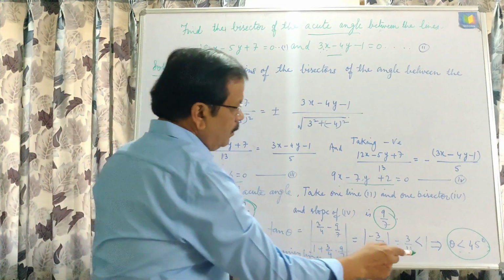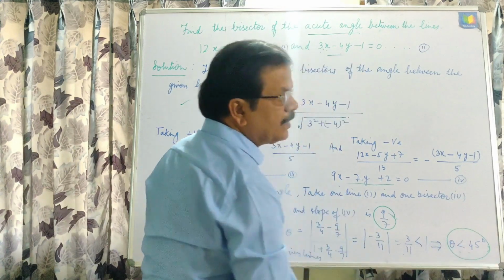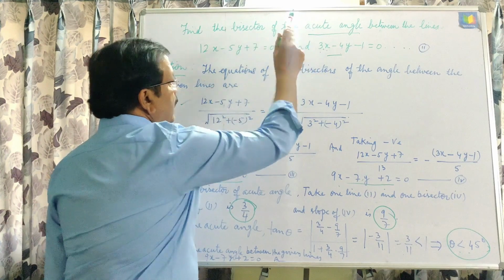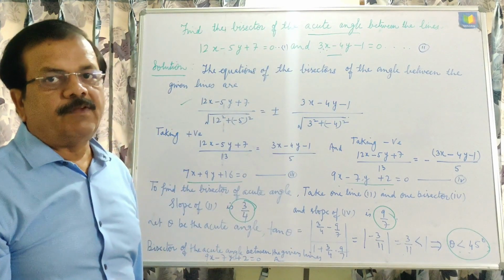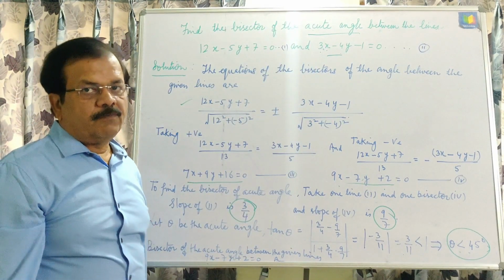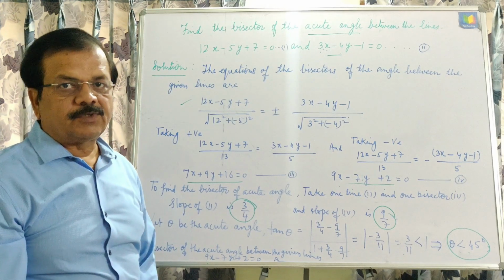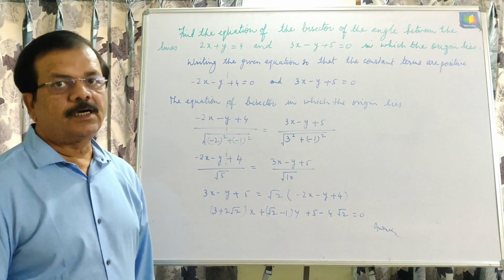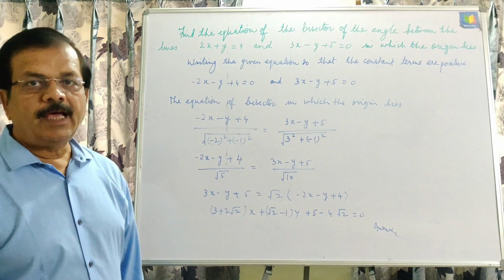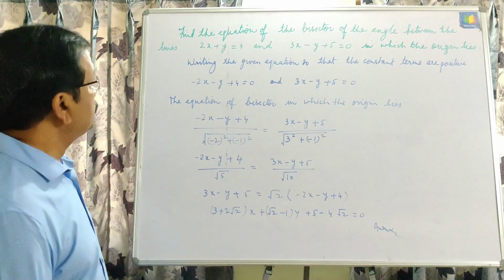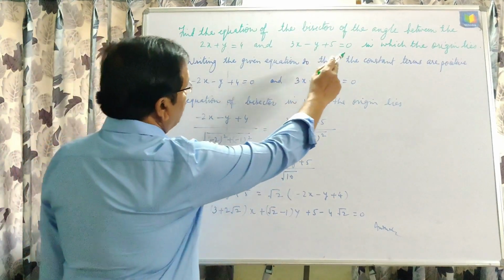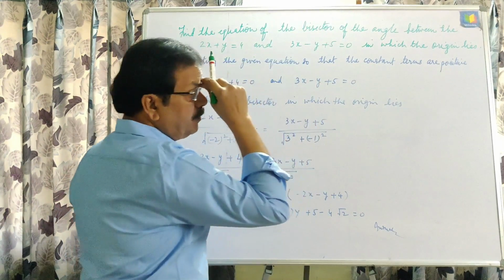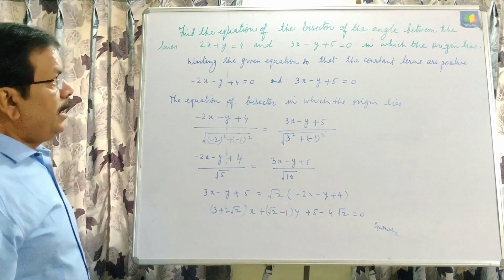And suppose for a while theta is coming greater than 45 degree, then in place of this acute angle, the obtuse angle will be there. Now one more type of angular bisector question. This is the third type of angular bisectors related question. Find the equation of the bisector of the angle between the lines this and this in which the origin lies.